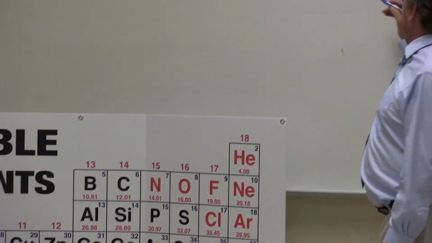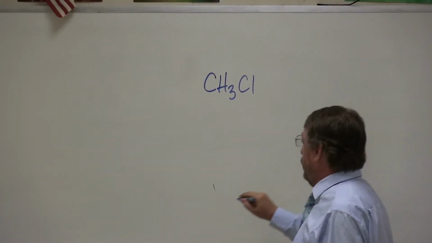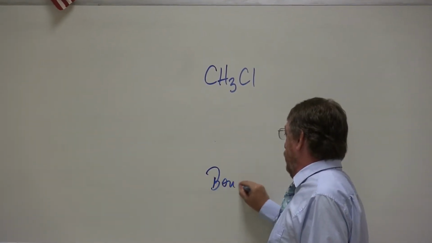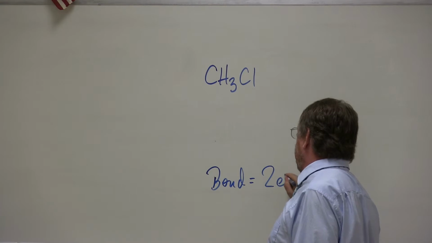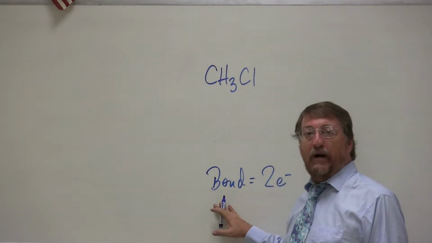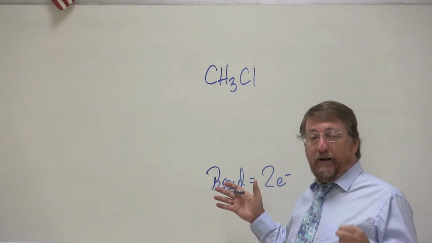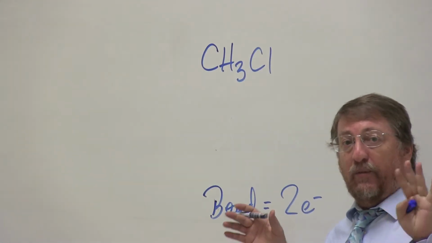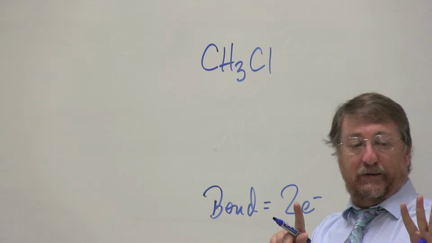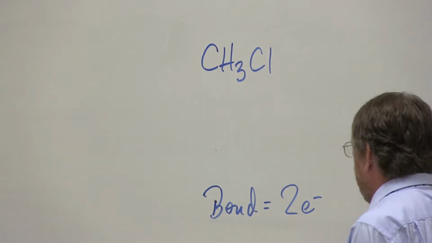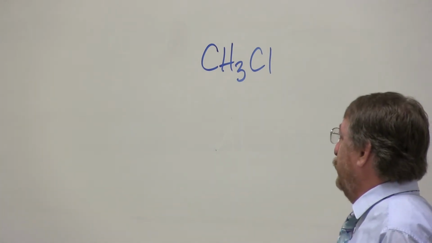Well, a bond equals 2 electrons. Electrons pair up, they form a bond. So a covalent bond is 2 electrons. If we have 2 bonds, that's 4 electrons. 3 bonds, that's 6 electrons. Hard to do there. Okay, so we want to be aware of that. A bond represents 2 electrons.